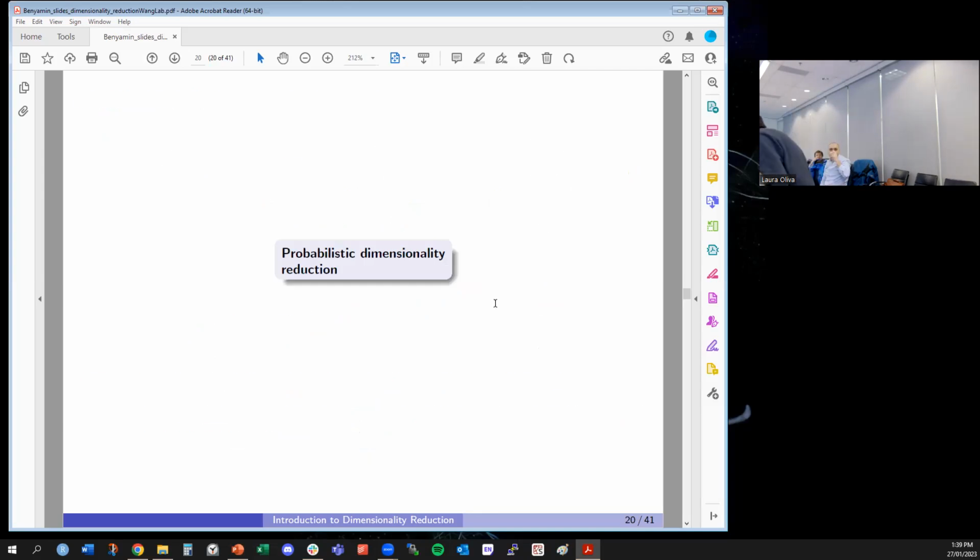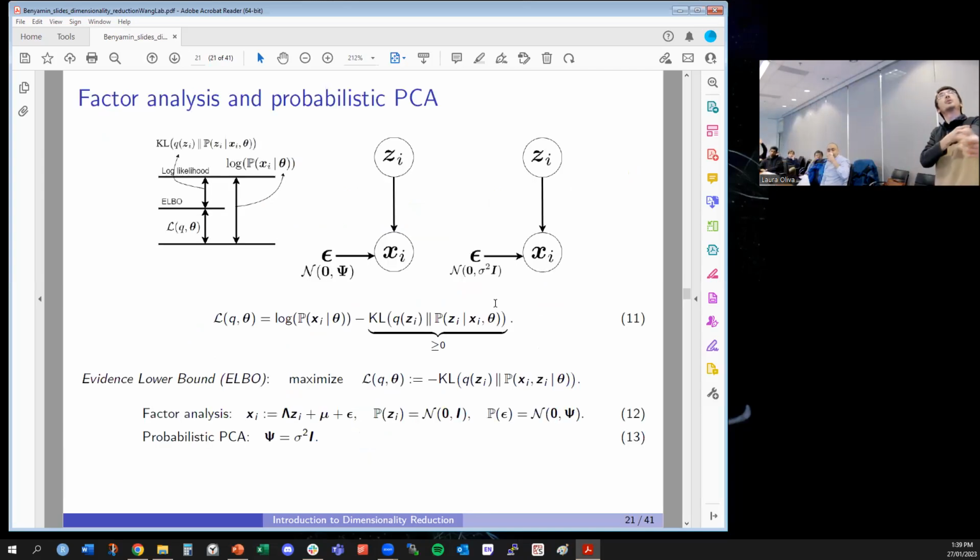Okay, now probabilistic approaches. Again, as it is probabilistic, we are working with likelihood and all of these things. So we have some likelihood of data. Ask the questions. Yeah, just before we go into the probabilistic one.